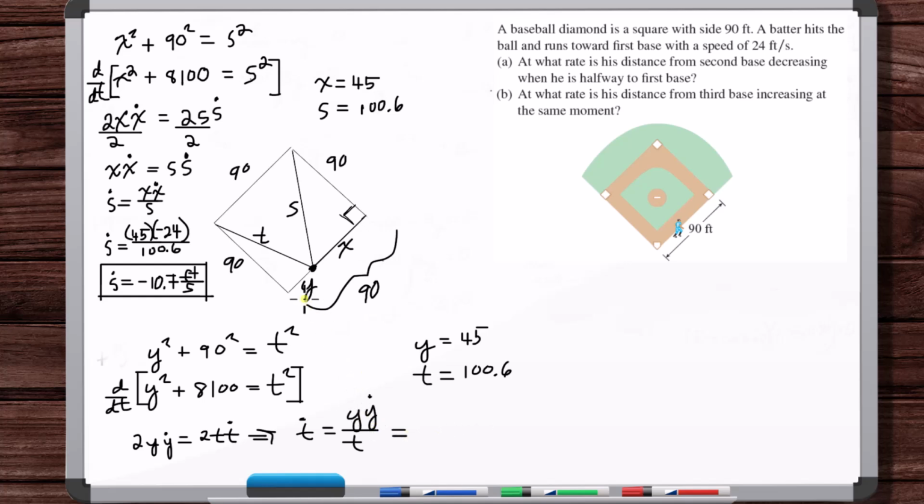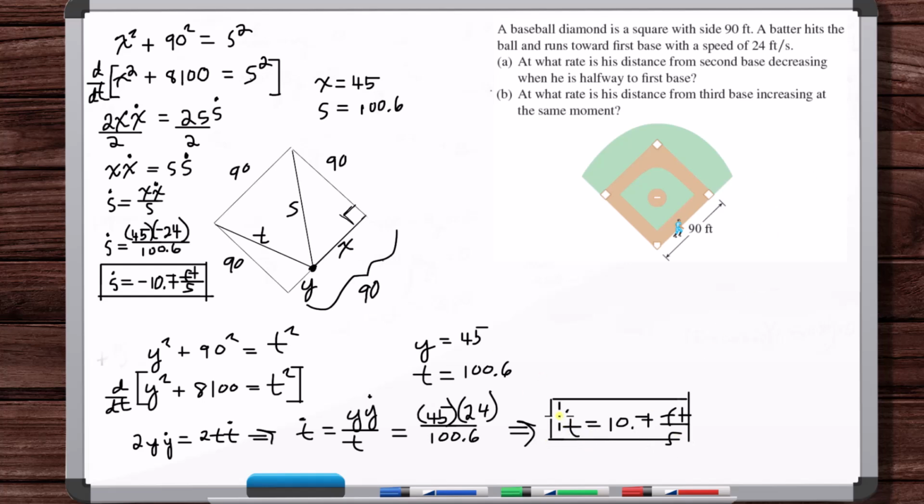But y dot in this case, the 24 feet per second, is going to be positive because this length is increasing. So we get the same answer. But this is positive, right? Because the length of t is increasing.